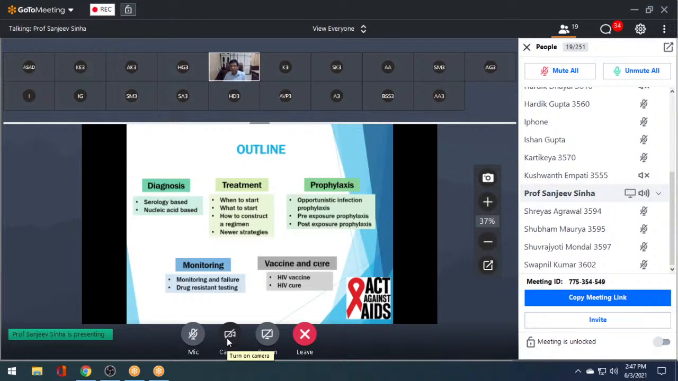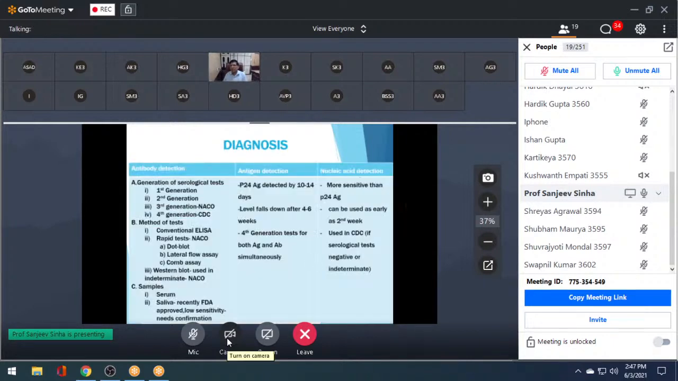So what different kinds of investigation do we do? We do antibody detection, we do antigen detection, and we do nucleic acid detection. So there are three kinds of investigation we do for diagnosis of HIV. And you can see here that in NACO we are using third generation investigation.